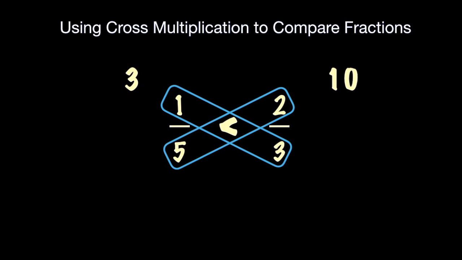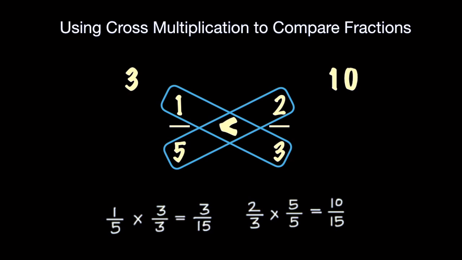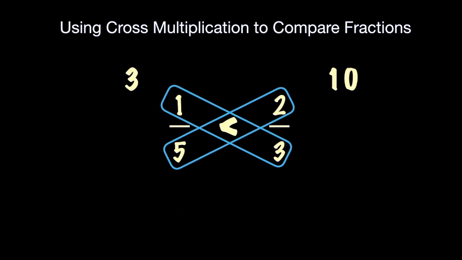Going back to the lesson from Pearson, when we find a common denominator, we get those same numbers. 1/5 times 3/3 equals 3/15, and 2/3 times 5/5 equals 10/15. 3/15 is less than 10/15. That's why cross multiplication works.